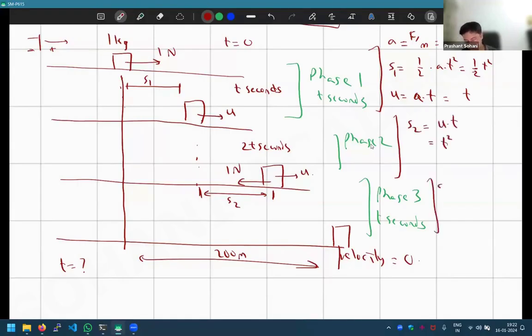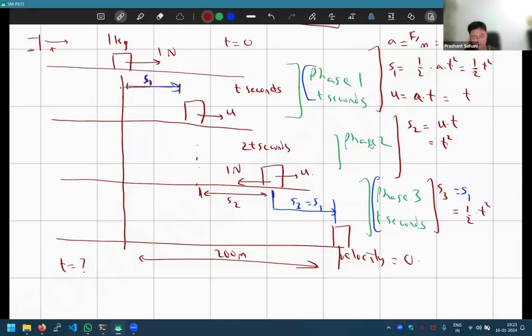Okay. And finally, for phase 3, now you have the option of again plugging the values in the kinematics equation and deriving it. But based on what I observed earlier, phase 1 and phase 3 are identical. It is just a mirror image of each other. So I can just directly write S3 is equal to S1. Like how much time it took for the object to accelerate, the same time it is going to take to decelerate and come to a complete stop. So this S3 is going to be equal to S1. Okay. So that will save me some time instead of calculating this again. So I can just write this is equal to half into t square again.